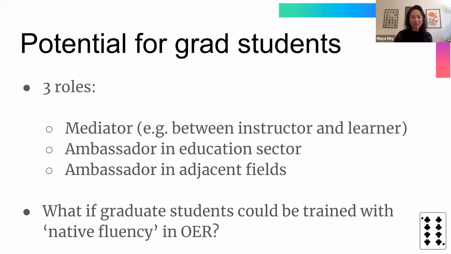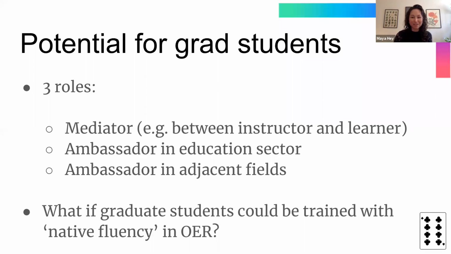From my outsider perspective, I see 3 points of intervention that frame grad students as potential agents of change. One is as a mediator, that is moving between instructor and learner or between researcher and public. Two, as an ambassador in education for training peers and later generations. Or three, as an ambassador in adjacent fields, such as working with funding agencies towards more equitable, accessible, and inclusive futures.